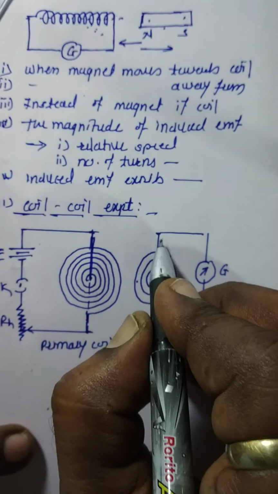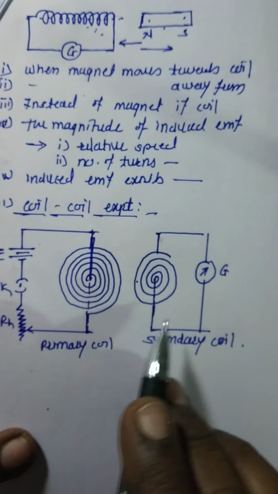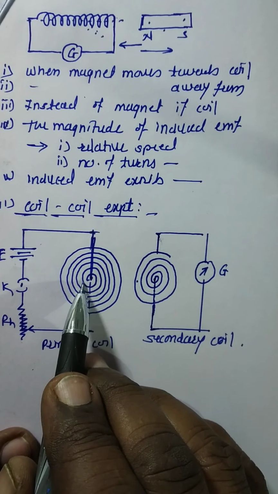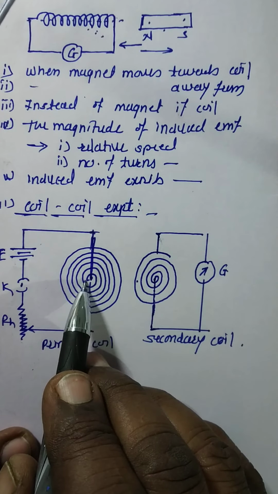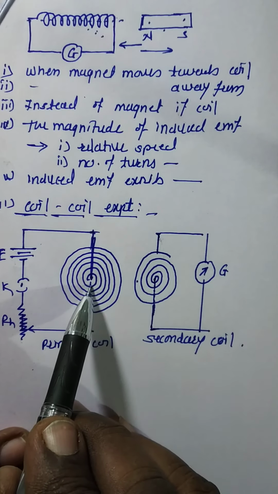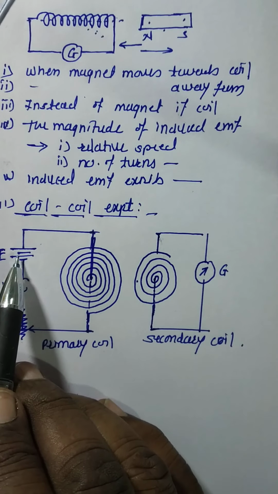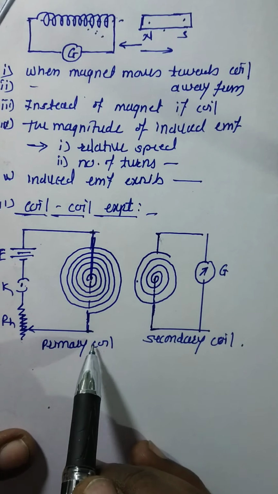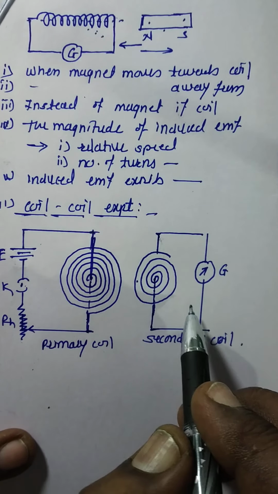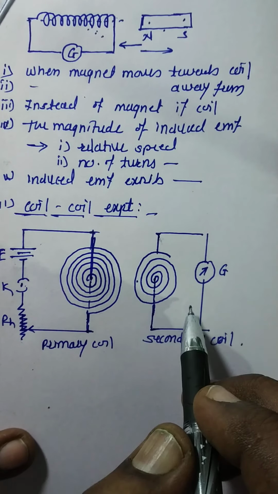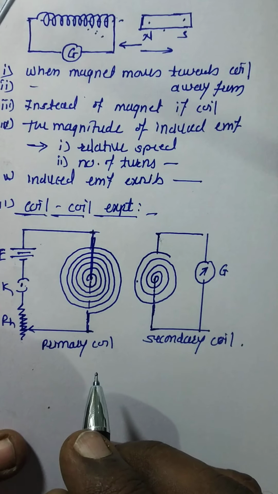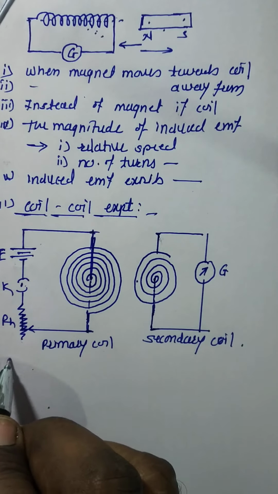Experimental arrangement consists of two coils placed with their planes parallel to each other. One coil is connected in series with a cell, plug key and rheostat called as primary coil, and another coil connected to galvanometer is called as secondary coil. Observations.